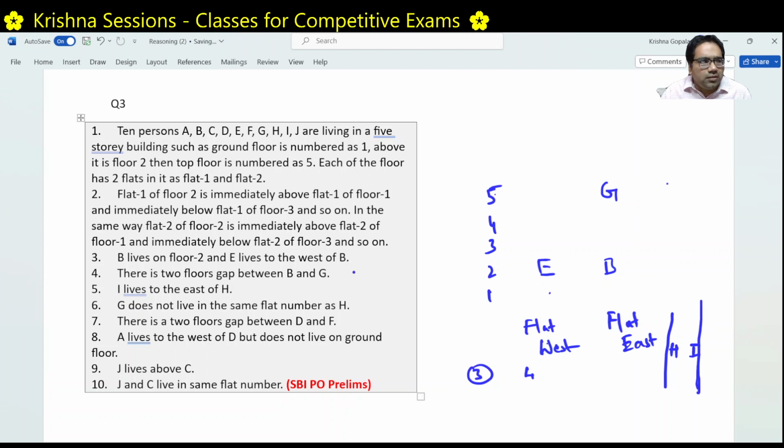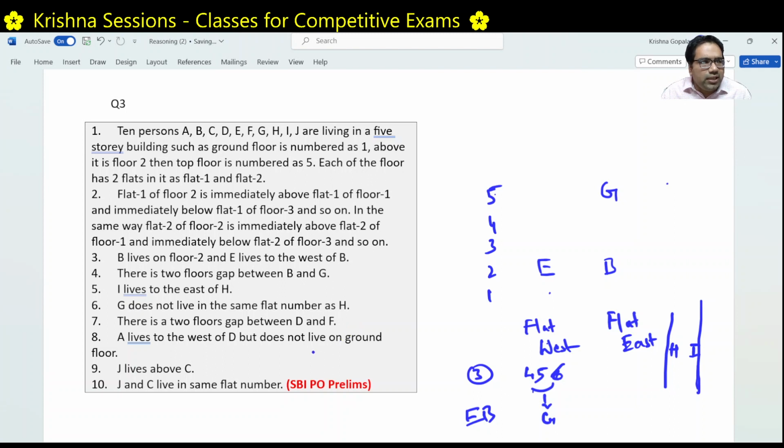Okay. Then what? We had also used condition number 6 to find out where G is. Conditions 4, 5, and 6 are used to derive where G is. With the first 3 conditions we have derived E and B. Next, 6 conditions are done. There is a two floor gap between D and F. Very good. D and F have a two floor gap.